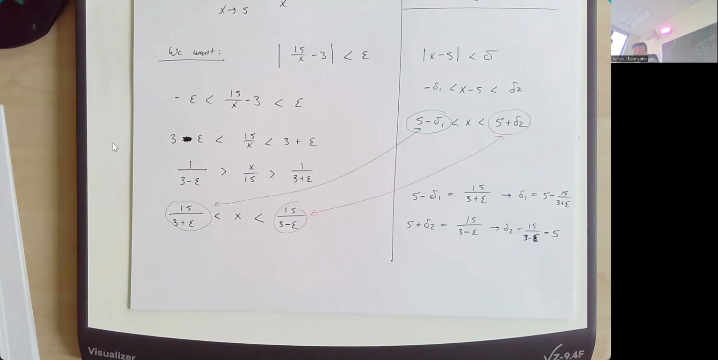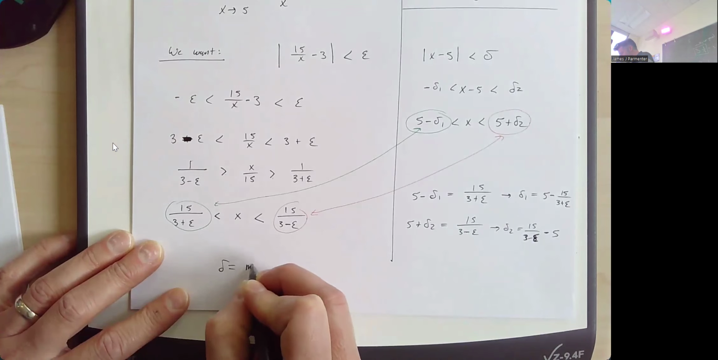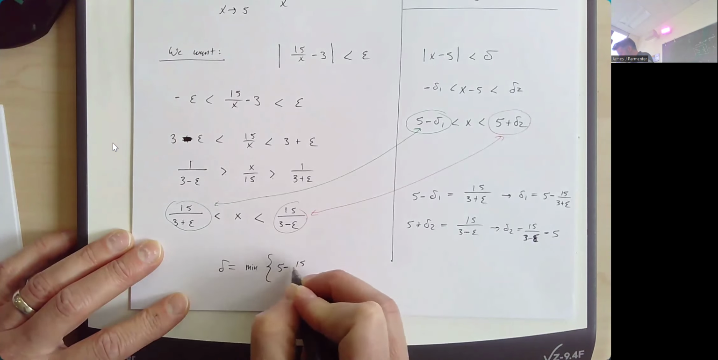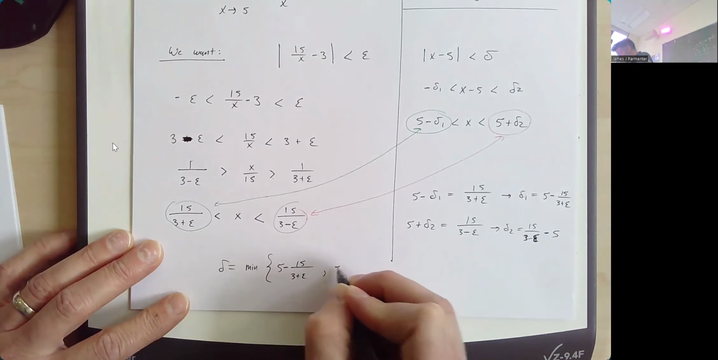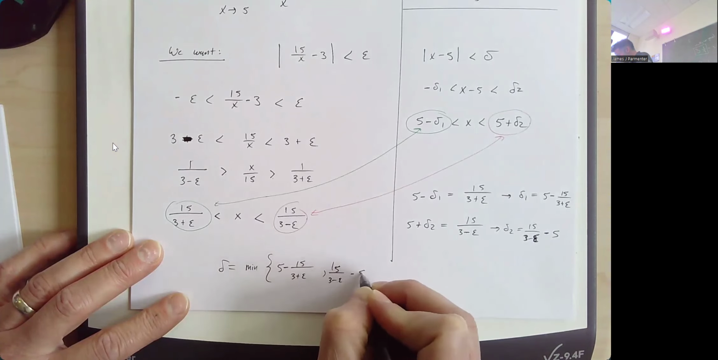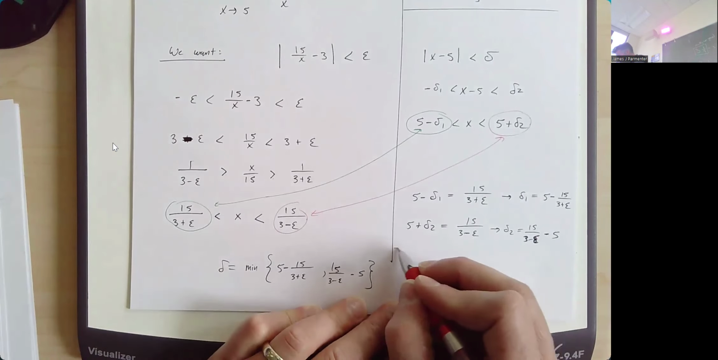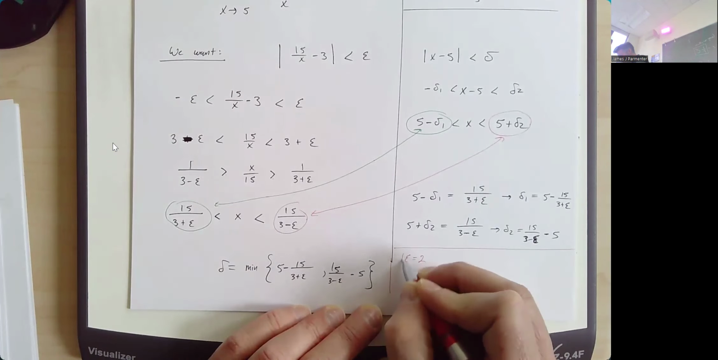And here we could be lazy. We could say, well, we're just going to let delta equal the minimum of those two things: 5 minus 15 over 3 plus epsilon, and 15 over 3 minus epsilon minus 5. You could also make a different choice, right? You could say, I'm going to look and see which one's actually smaller by setting epsilon equal to 2.